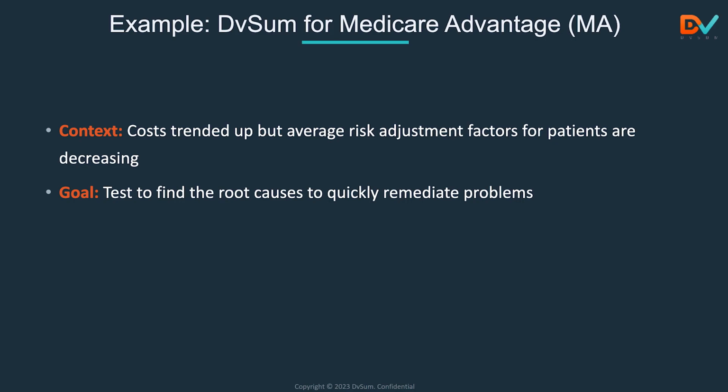So here we will look at an example in a Medicare Advantage population for a payer where costs have trended up, but the average risk adjustment factors for patients are decreasing. And we want to do a test to find what are the root causes so that we can remediate these problems very quickly.